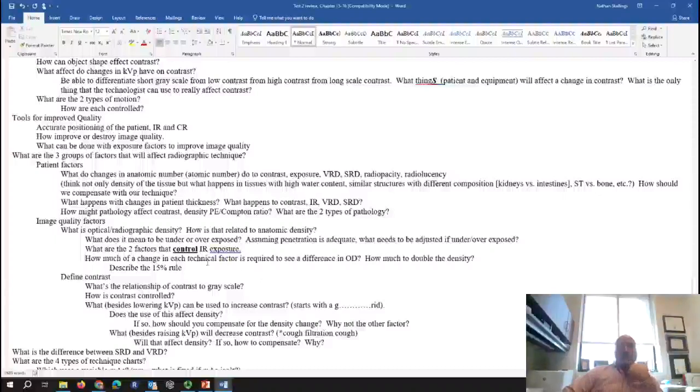So how much of a change in technical factors is required to see any kind of meaningful change in image receptor exposure is 30%. But if we need to double our exposure, then we need to double our mass.